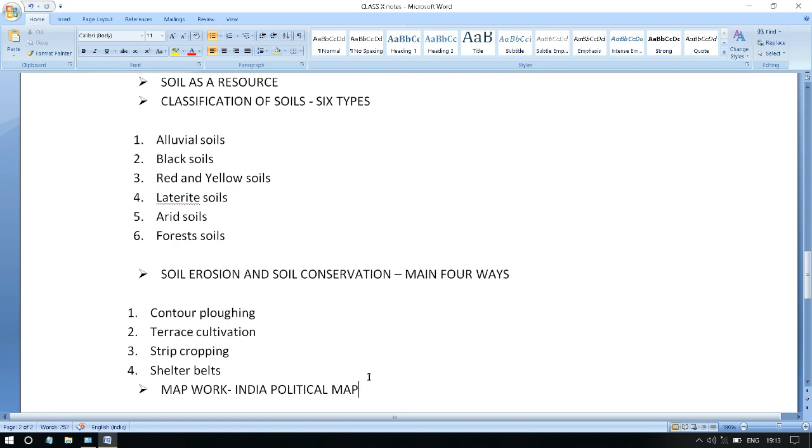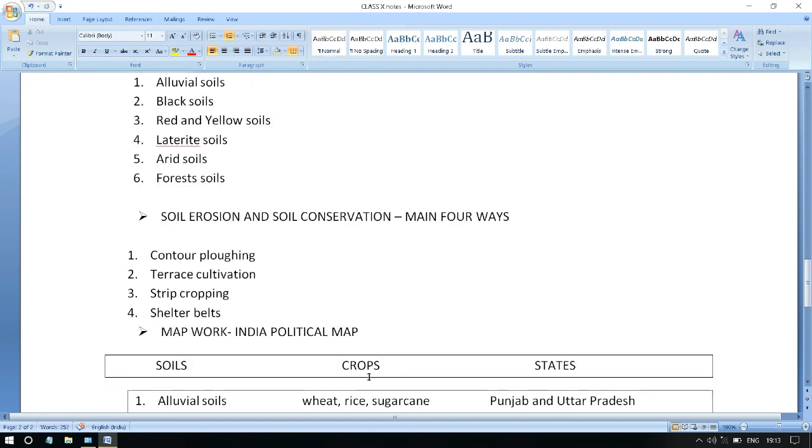So that is contour plowing, the first one. Second, terrace cultivation. Third, strip cropping. I repeat again, strip cropping. Fourth, shelter belts. After that, see, student map work is given in a very good way.